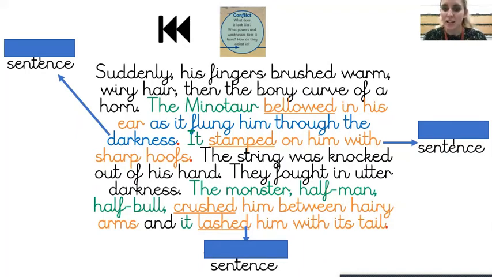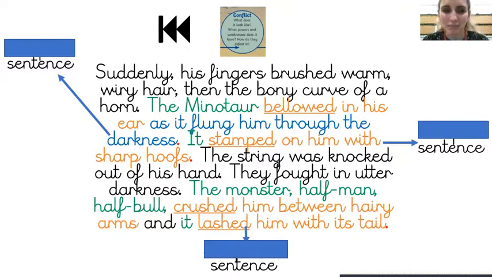I'm going to read the extract to you again, and then I want you to think about what these missing words are behind the boxes. What types of sentences are they? Are they different? Suddenly, his fingers brushed warm, wiry hair, then the bony curve of a horn. The Minotaur bellowed in his ear as it flung him through the darkness. It stamped on him with sharp hoofs. The string was knocked out of his hand. They fought in utter darkness. The monster, half man, half bull, crushed him between its hairy arms, and it lashed him with its tail.